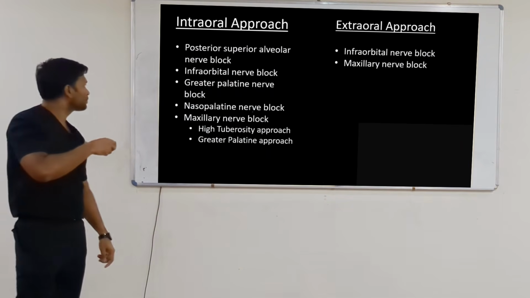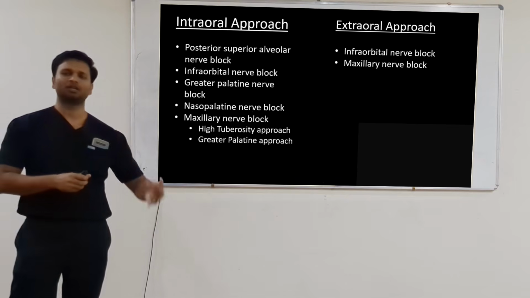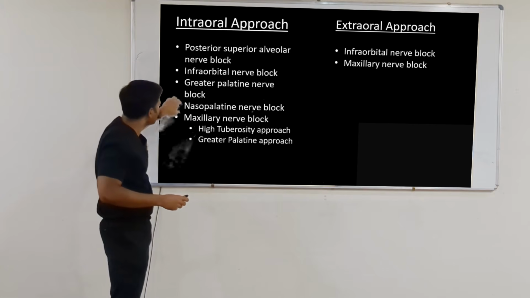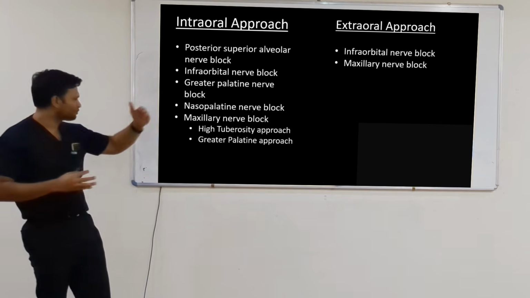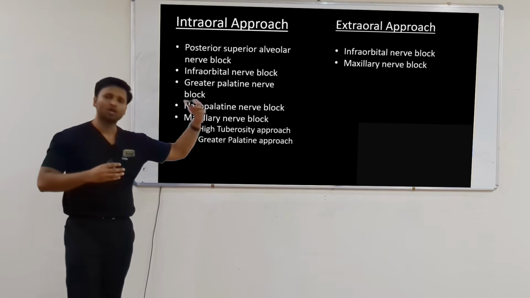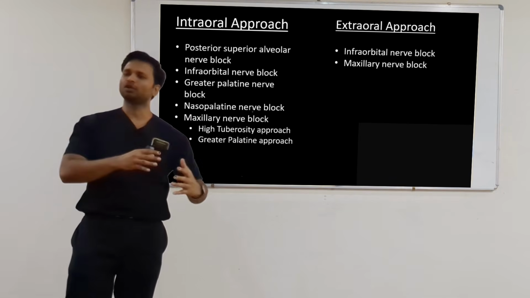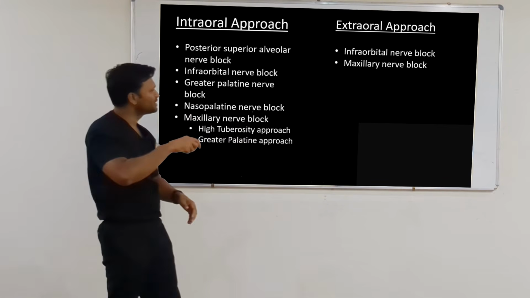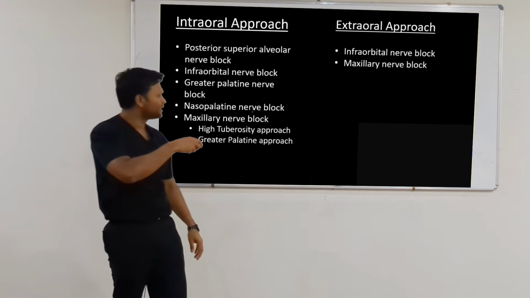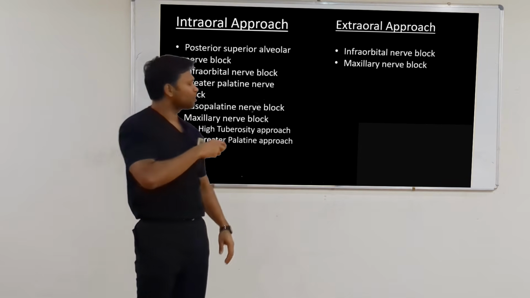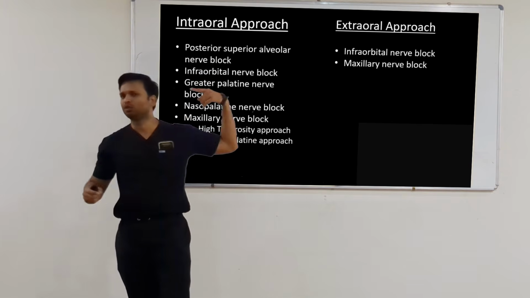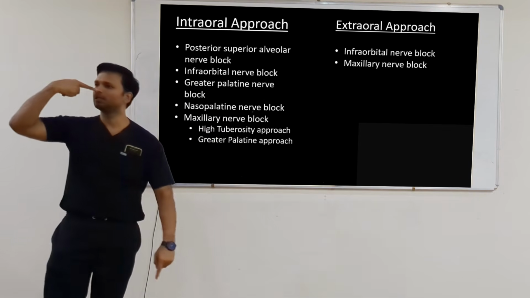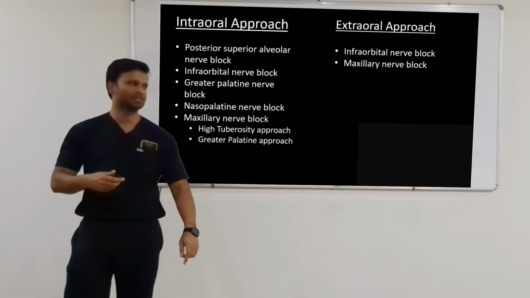So intraoral approaches में we have the posterior superior alveolar nerve block, infraorbital nerve block, nasopalatine, maxillary. अगर आपको ये 4 blocks भी आते हैं, this is more than enough for you guys. But if you want to learn more, then we have the maxillary nerve block. उसमें भी there are 2 approaches, high tuberosity and greater palatine approach. And in extraoral approaches, I'm going to talk about these quite shortly, but there will be some slides there. Extraoral mein we have the maxillary nerve block. This we go through the sigmoid notch here. Okay, and infraorbital we just insert the needle from here. I'll show you the slides and images.